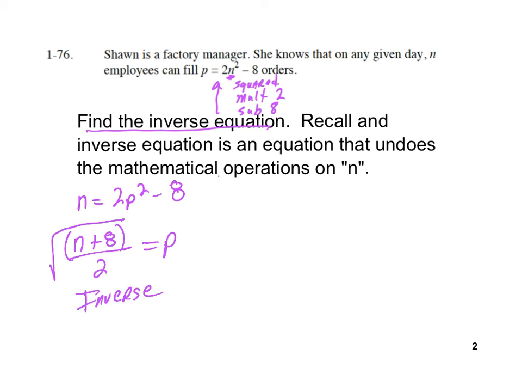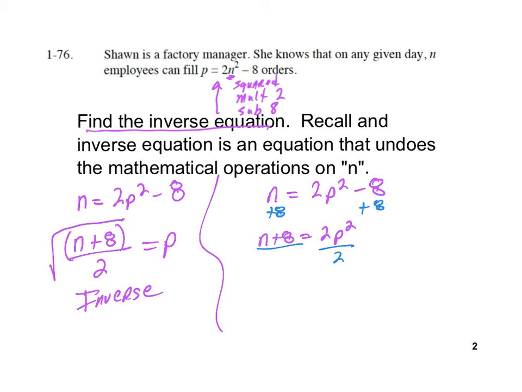Now someone says, whoa, slow down. I didn't catch all of that. Okay, let's look at it through undoing operations. I'm going to add 8 to both sides. Plus 8, plus 8, and n plus 8 equals 2p squared. Divide by 2, divide by 2. n plus 8 divided by 2 equals p squared.